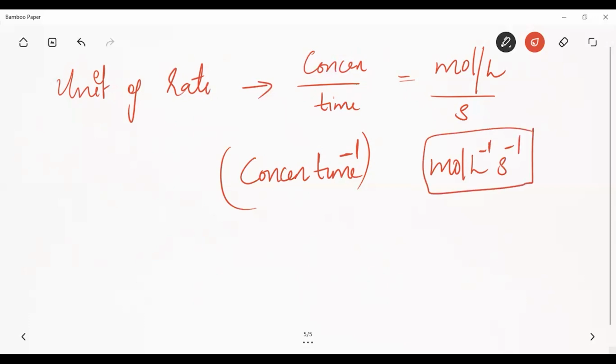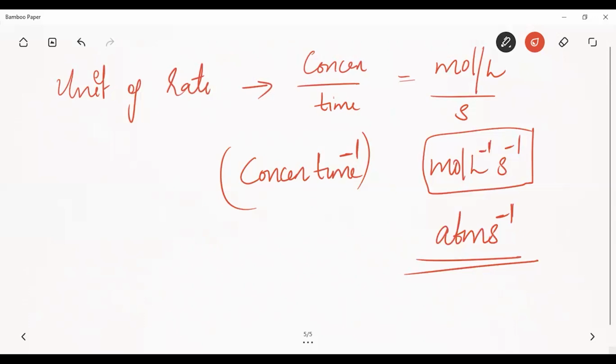It is always the same. If you are expressing a gaseous component, instead of concentration, you have to write atmosphere per second. We have studied this in the equilibrium topic, right? This is the unit of rate. This is always constant, no change. But when we study the rate constant, it will change. So you have to consider that.